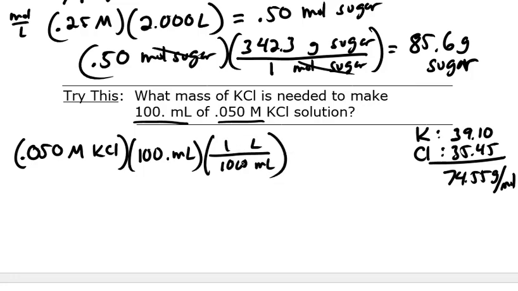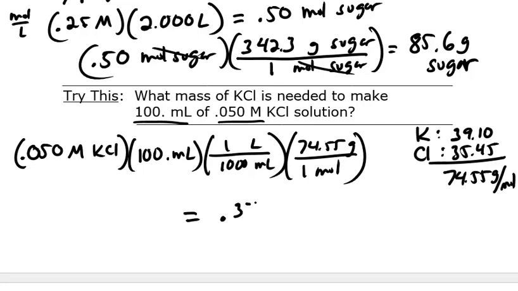Okay, 1,000 milliliters per 1 liter. And then we can multiply by the molar mass we got, which is 74.55 grams per 1 mole. And do the math, and you'll get 0.37 grams of KCl that we need to measure in order to make up the solution that we specified.